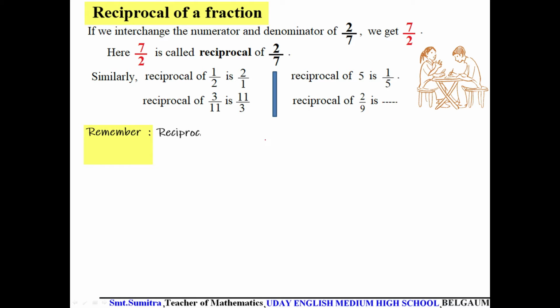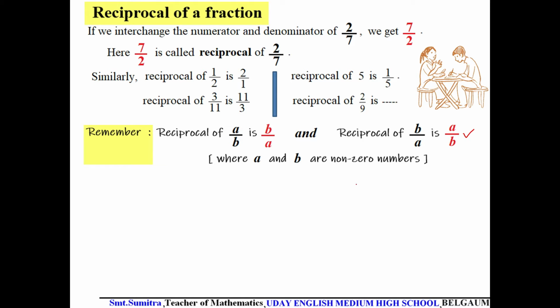Remember, the reciprocal of A by B is B divided by A, and the reciprocal of B divided by A is A divided by B, where A and B are non-zero numbers. Please note this one.